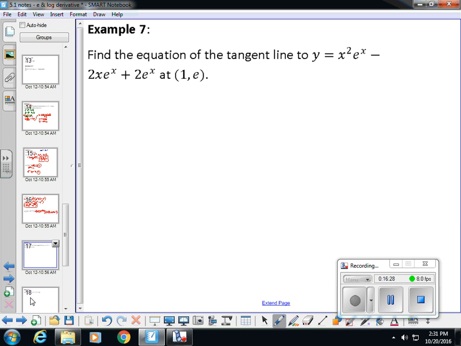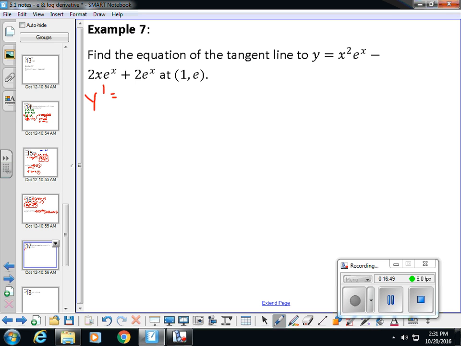Next example, find the equation of your tangent line. All works the exact same way. So they give me a point, so I need the slope. The slope is found by using the derivative formula. Right? So I have that y prime equals. The first, I have to use a product rule.